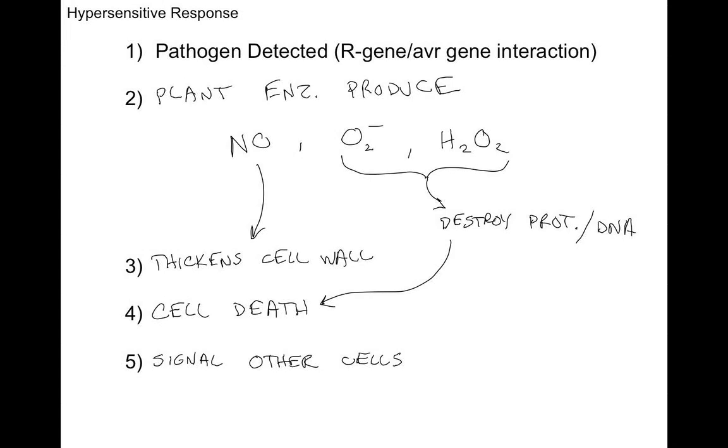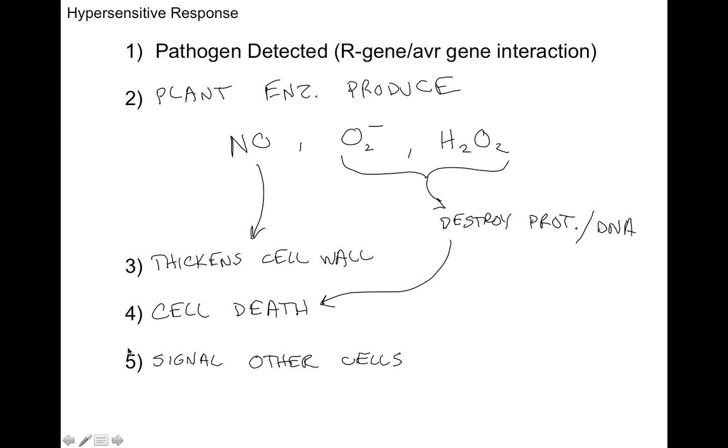I decided that rather than go into Professor Fraser's lectures in week 10, I would just do a short video to wrap up this topic of plant response to pathogens. So we ended here talking about the various steps of the hypersensitive response that start with the pathogen being detected. And then the plant has enzymes that produce nitric oxide and also some superoxide and hydrogen peroxide. And those have the result of resulting in a thickening of the cell wall and also ultimately the death of the cells that have been affected.